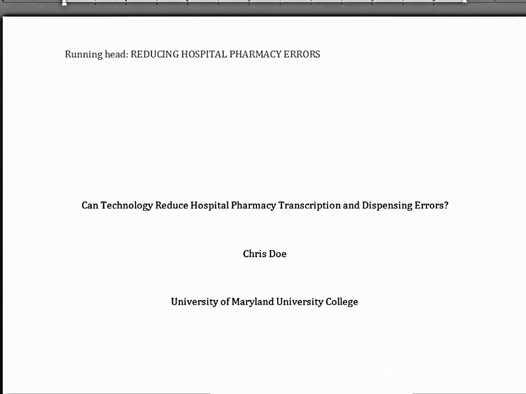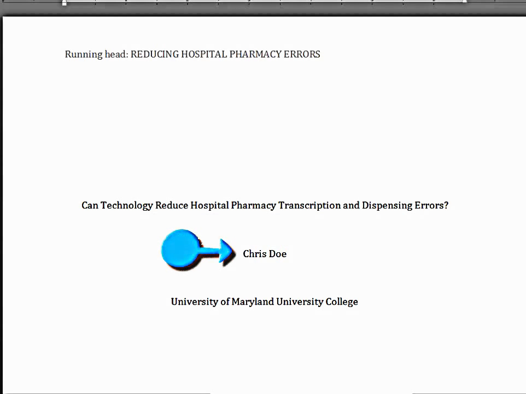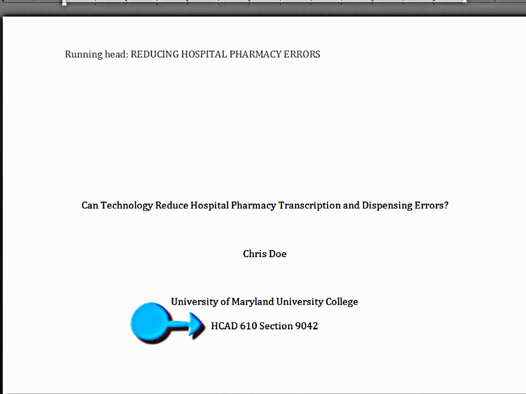In the approximate center of the page comes the full title. Can technology reduce hospital pharmacy transcription and dispensing errors? This is phrased in the form of a question because the paper is now going to provide an answer, at least Chris Doe's answer, to that question. Your name appears after the full title, and then your academic affiliation, which in this case is UMUC, and Chris also added the course number and section.